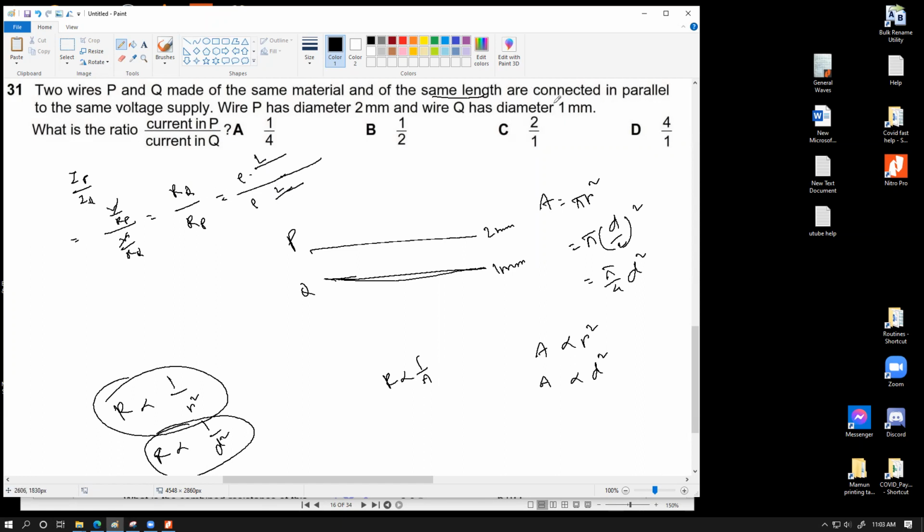Now Q has a diameter of 1 millimeter, so we can write pi into 1 squared. You might wonder, sir, what about the millimeter? I'm not bothering about the millimeter because I'm just trying to find the ratio. I know the millimeter squared will cross out. So pi divided by 1 squared, and over here pi divided by 2 squared. Get rid of the similar terms on both sides. So you get 1 by 1 divided by 1 by 4. So you basically get 4:1. So this is the correct response.